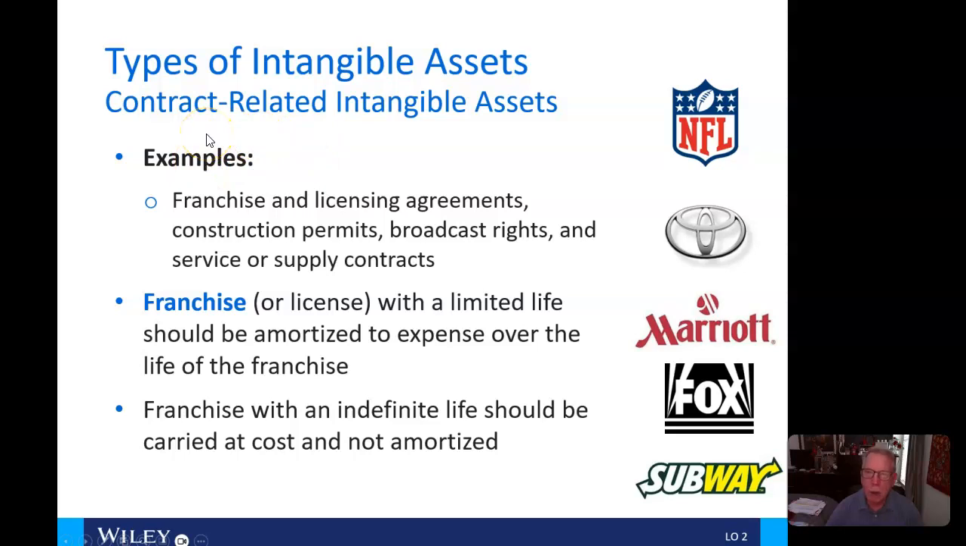Types, contract-related intangible assets. And some good examples. Here's the NFL logo, Toyota's logo, Marriott, Fat Fox, and Subway's logos. Examples of these include franchise and licensing agreements, construction permits, broadcast rights, service or supply contracts. A franchise or a license with a limited life should be amortized to expense over the life of the franchise. The franchise with an indefinite life should be carried at cost and not amortized.